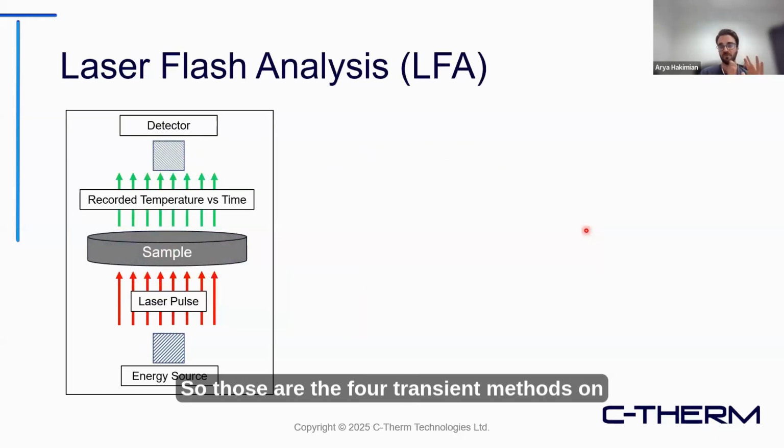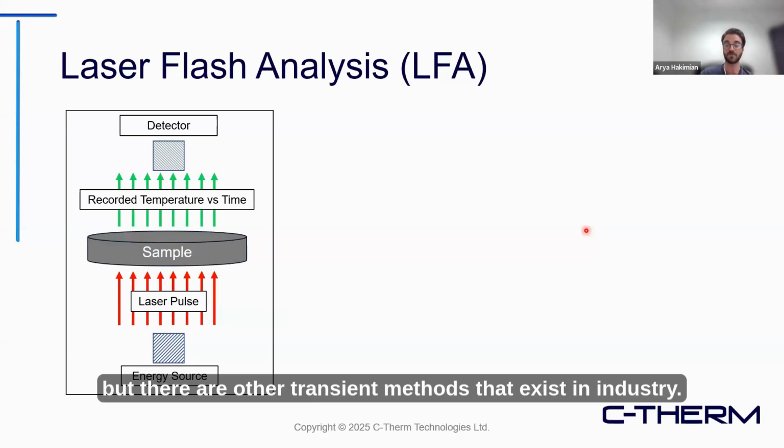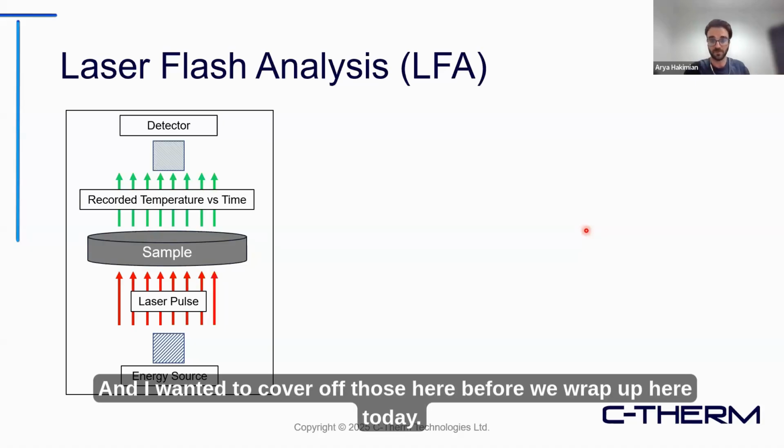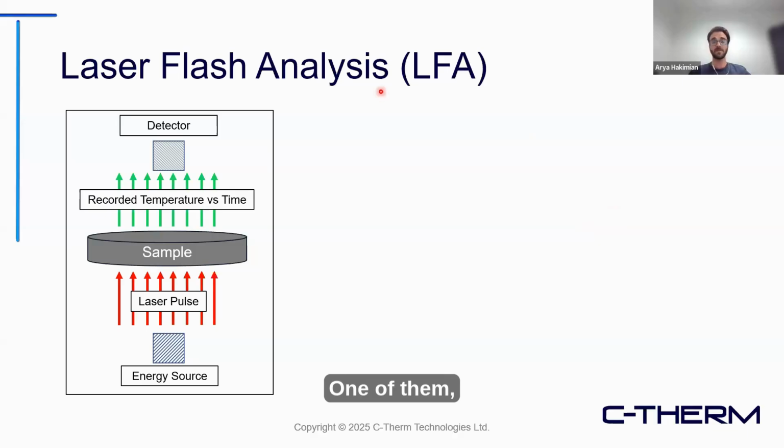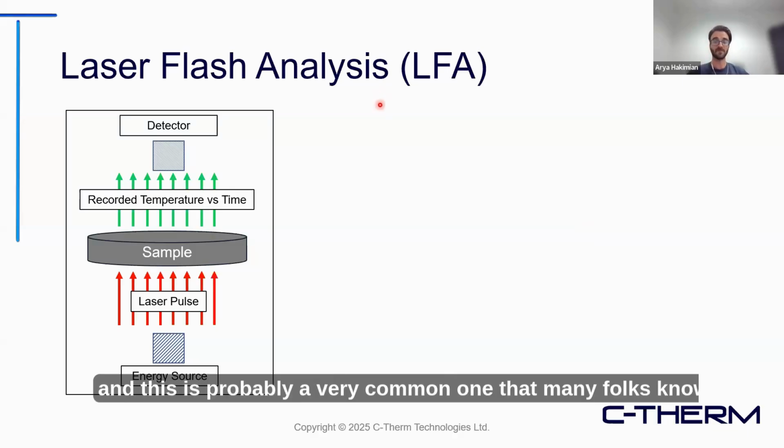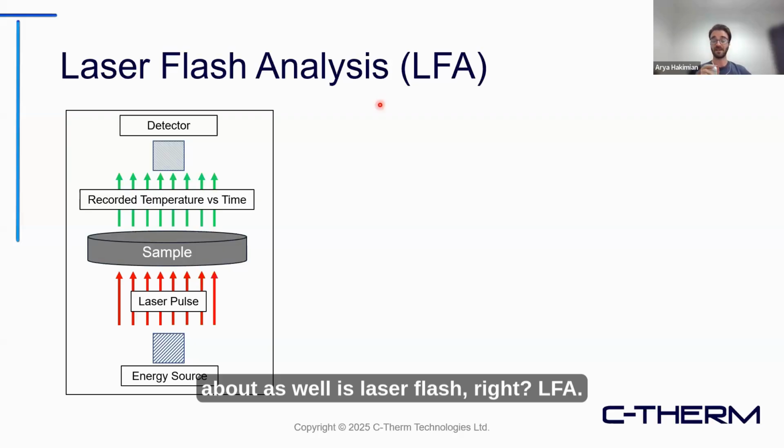Okay, so those are the 4 transient methods on Trident, but there are other transient methods that exist in industry, and I wanted to cover those here before we wrap up today. One of them, probably a very common one that many folks know about, is laser flash, or LFA.